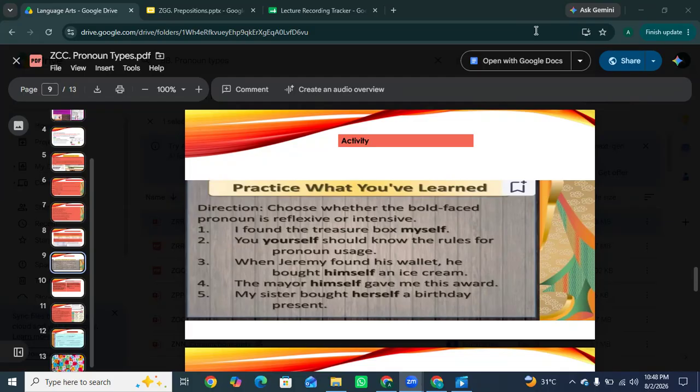Okay. The next one is: the Mayor himself gave me this award. It is intensive because if you remove himself, it still makes complete sense.